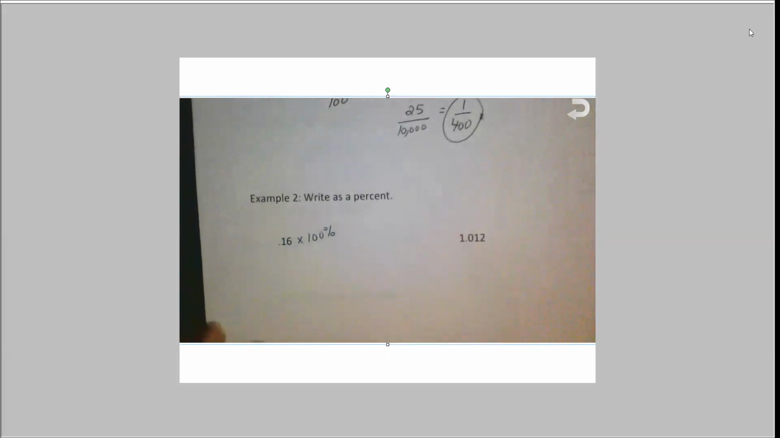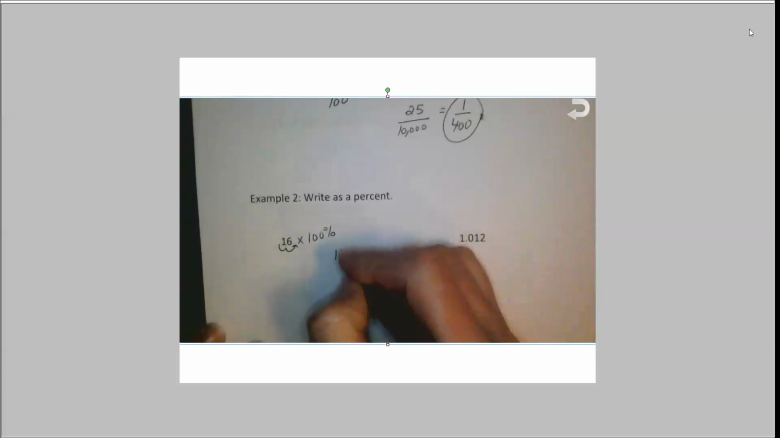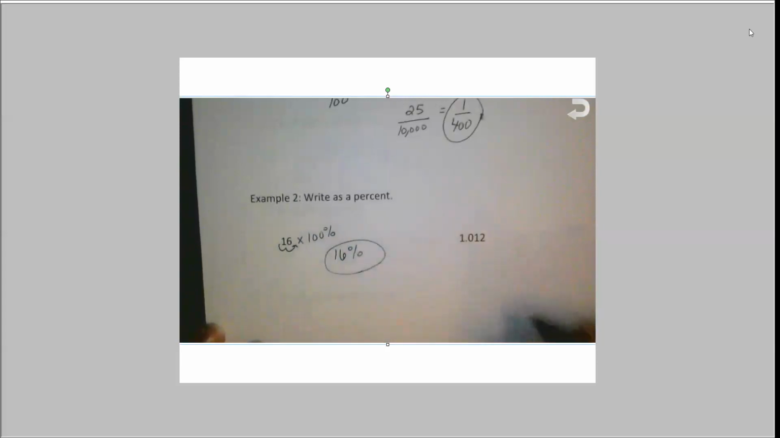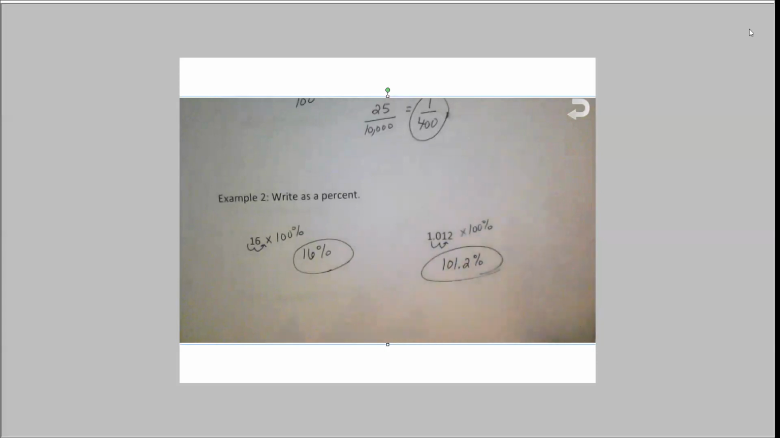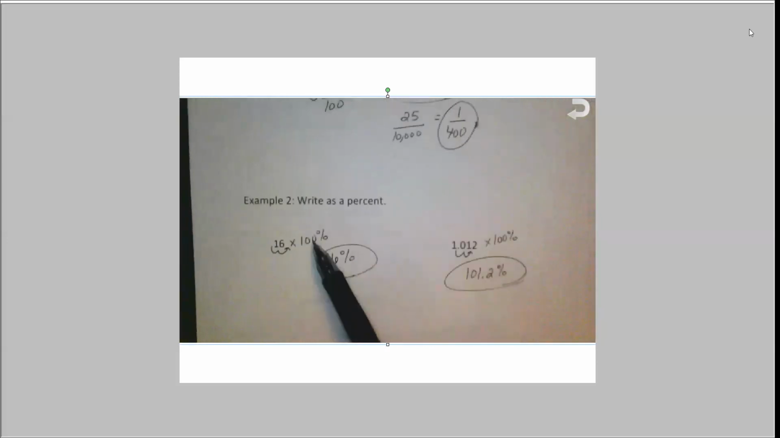So if I want to take a decimal and turn it into a percent, I'm going to multiply by 100 instead. And when I multiply by 100, my number gets bigger. It's got 2 zeros, so I'm going to shift that decimal 2 spots to the right. This is the same as 16%. This one, if I multiply by 100%, shift that decimal 2 spots to the right, that would be 101.2%. That's my percent answer from that decimal. So dividing by 100, we shift our decimal to the left. Multiplying by 100, we shift our decimal 2 spots to the right.